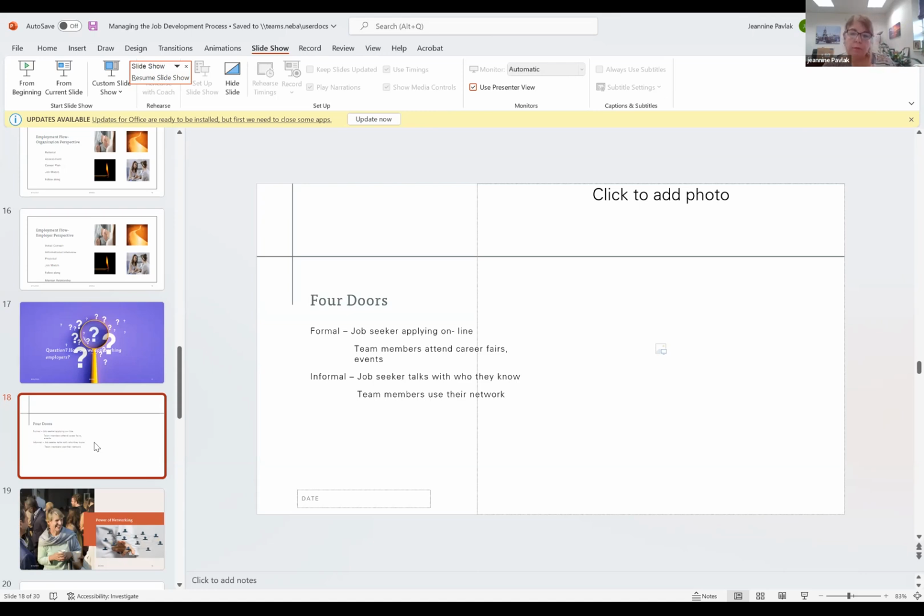And then the more informal way, which is even more effective in terms of long-term placements, is we're really looking at who the job seeker knows, right? Or who do we know? Who do we already know? And this is something that our managers and supervisors need to be aware of and understand so that they can support their staff to be doing that with their job seekers.